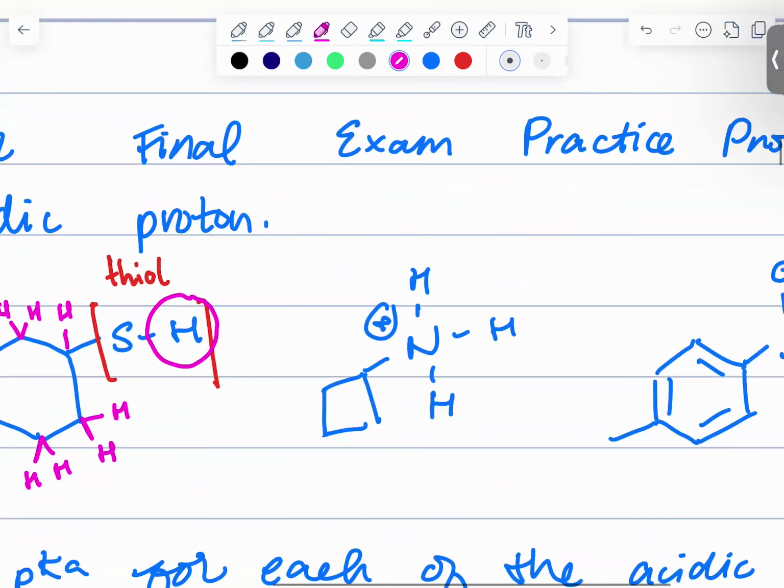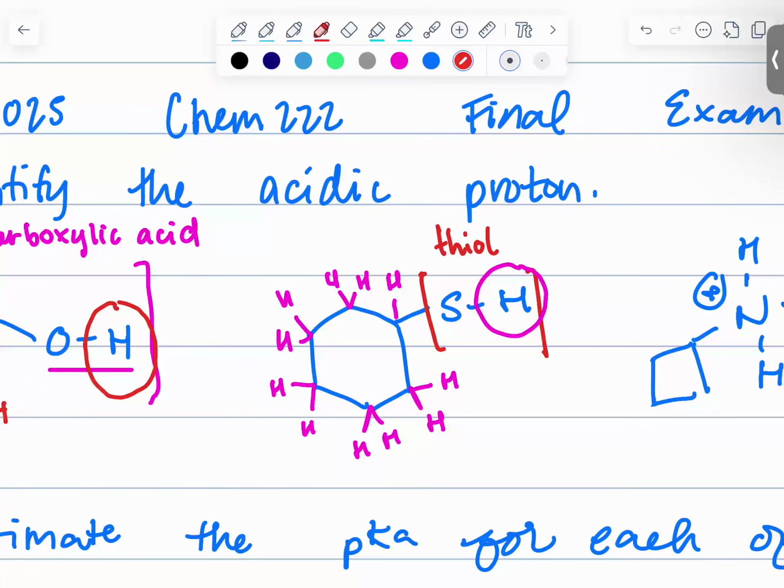Okay, what about this next one? What functional group do we see here? So that one is attached to our heteroatom. And we can also look at our pKa table. Is a more acidic proton going to have a higher or lower pKa? Lower.